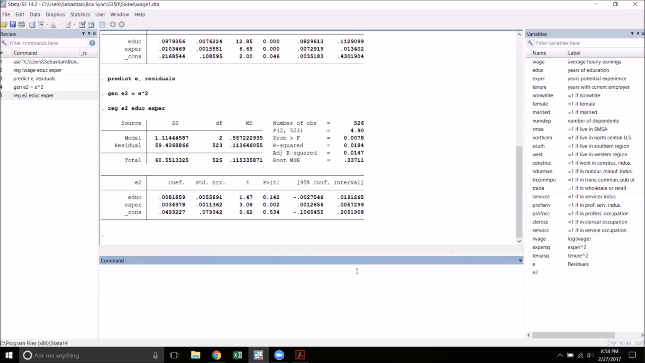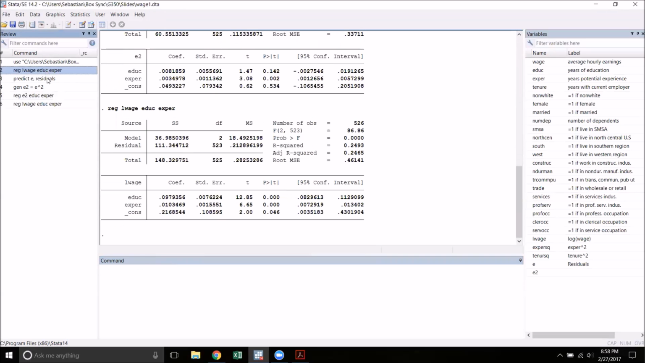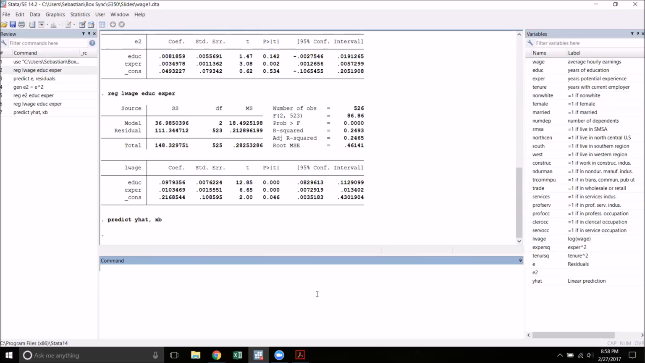So I'm going to need to generate y hat before I can do this. We're going to have to go back and run the original regression again, because the predict command is directly tied to the last regression that we ran. So we need to go back and run this one again, and now predict y hat, and you can name this whatever you want, xb. I'll now generate y hat squared, which I will call y hat 2 equals y hat squared.